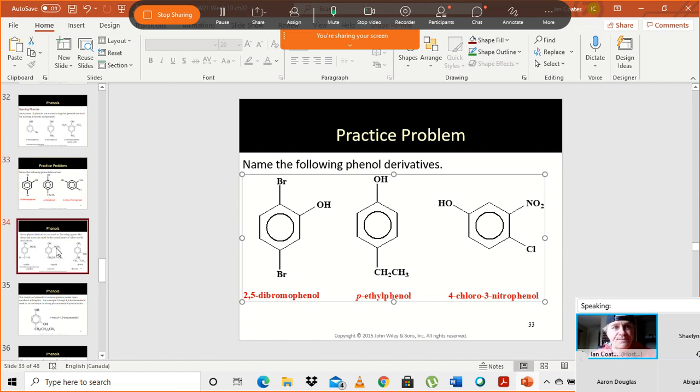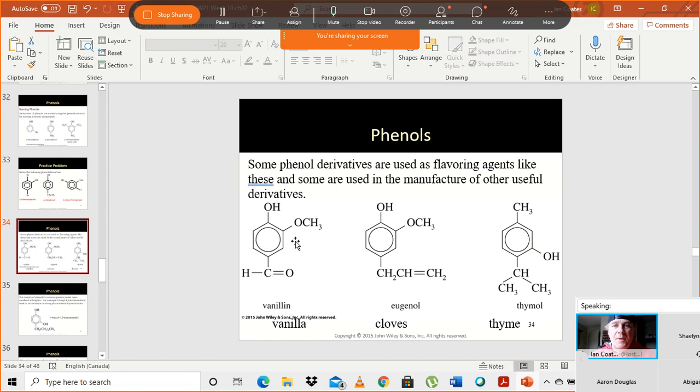But anyway, what do we have here? Let's try these out, and we're going to build on Shaylin's question. Some phenol derivatives are used as flavoring agents like these, and some of them are in manufacturing. And you'll see here, we're not going to attempt to name these. They do have names, but I'm just looking for general trends.